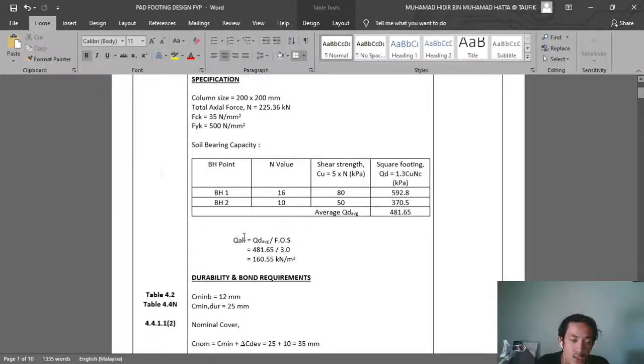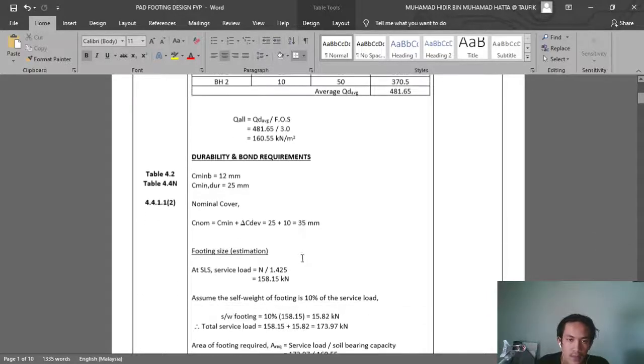Then we need to calculate the soil bearing capacity. Qall is the soil bearing capacity, using this formula: qd average, divided by the factor of safety, which we take as 3. We divide this value by 3, and then we got the soil bearing capacity of 160.55 kilonewton per meter squared.